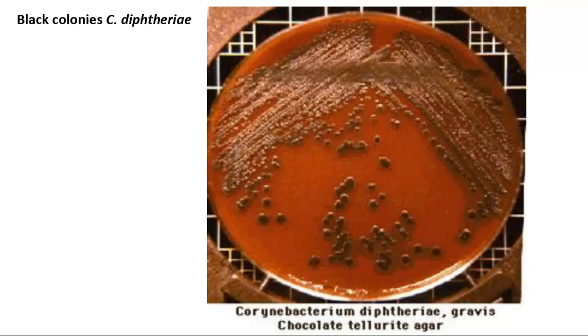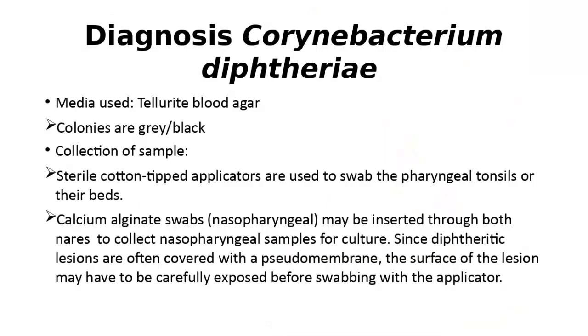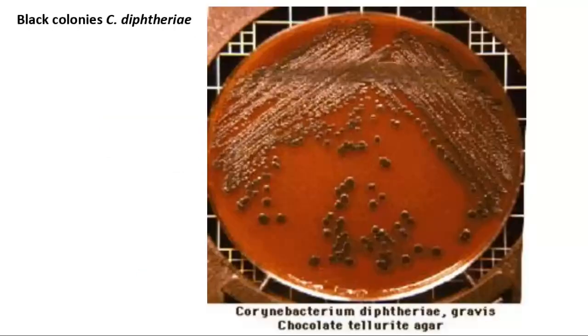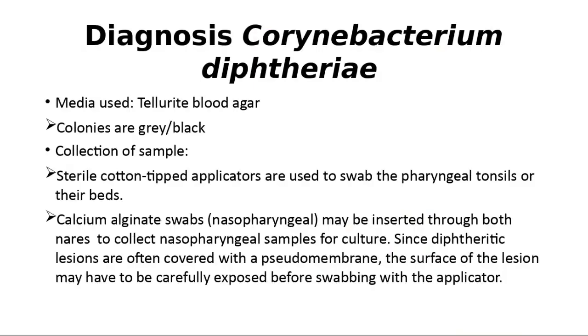Now this is the tellurite blood agar. The blood agar is very red. The tellurite blood agar is also red. But on the tellurite blood agar, the colonies are gray to black colonies.